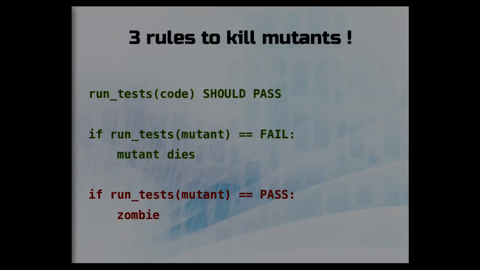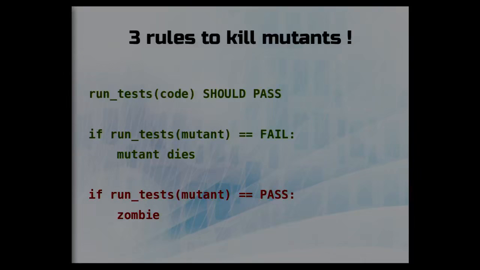The second rule is when you run the test suite against a mutant, that is a modified version of your program, you expect the result to be fail, and that's a good thing. When the test suite fails, then we say that the mutant was killed or the mutant died. And this means we had at least one assertion or one condition in the test suite which wasn't met, and the test suite failed. So that means at least we have one test which is able to detect this change and tell us the software was modified.